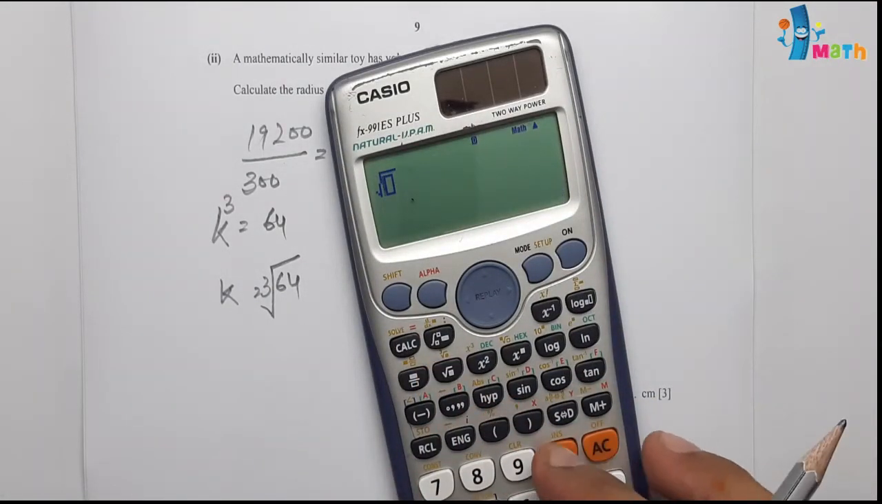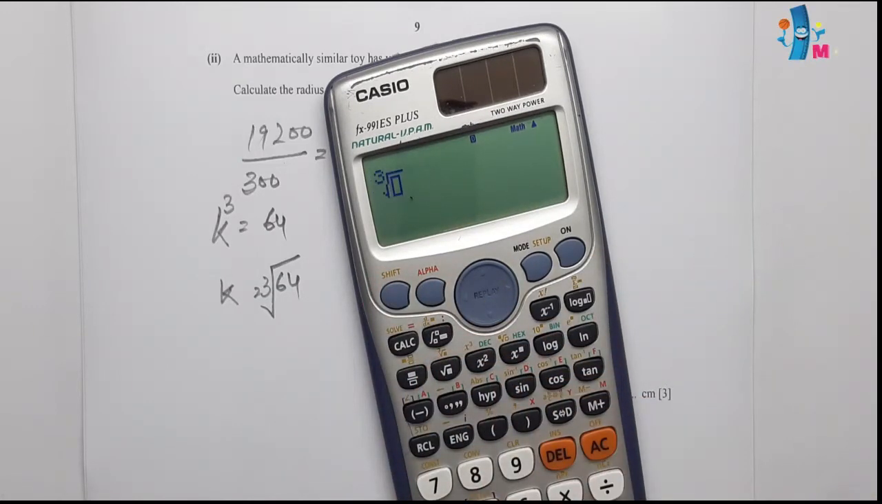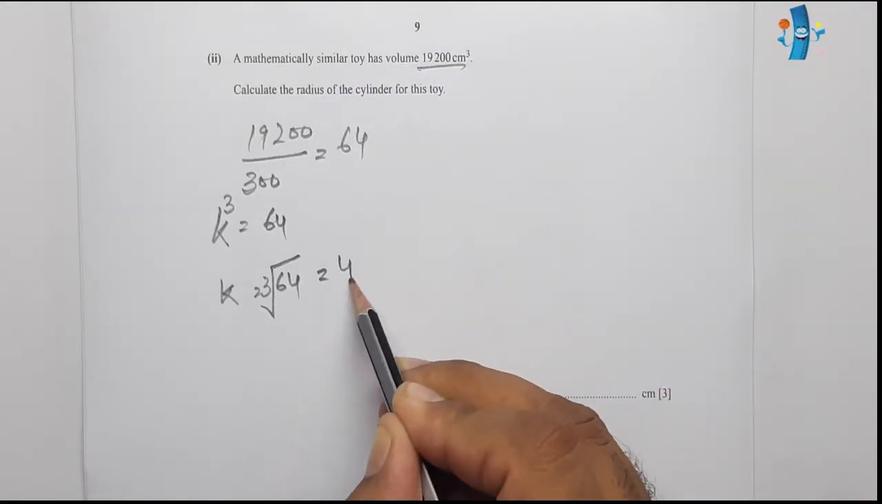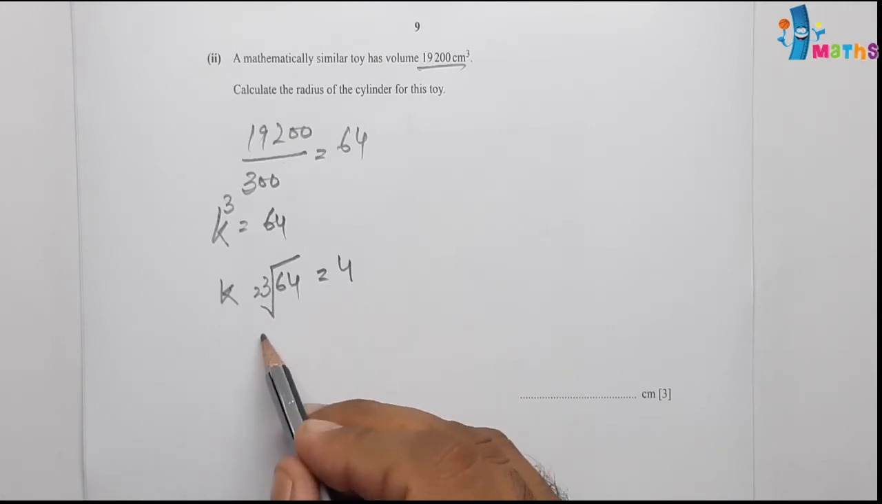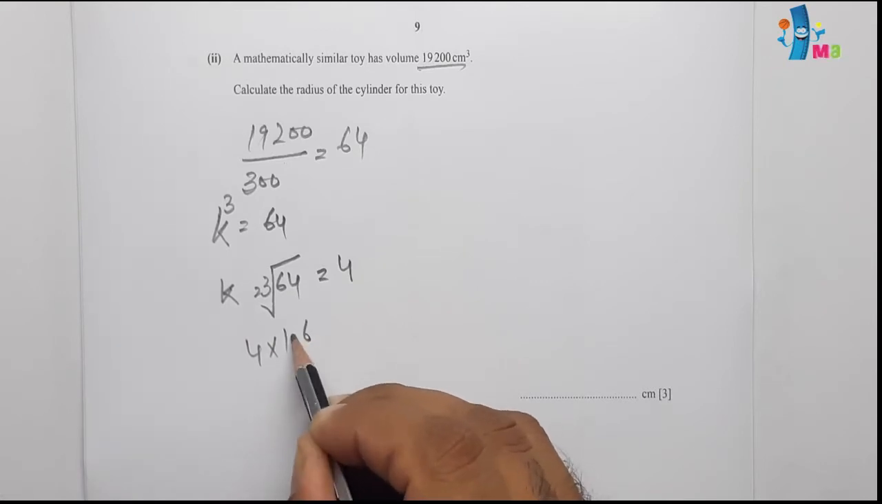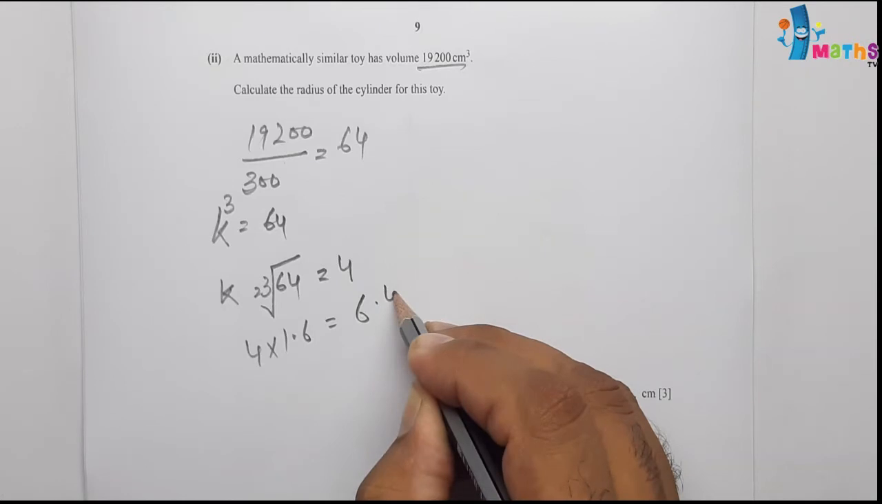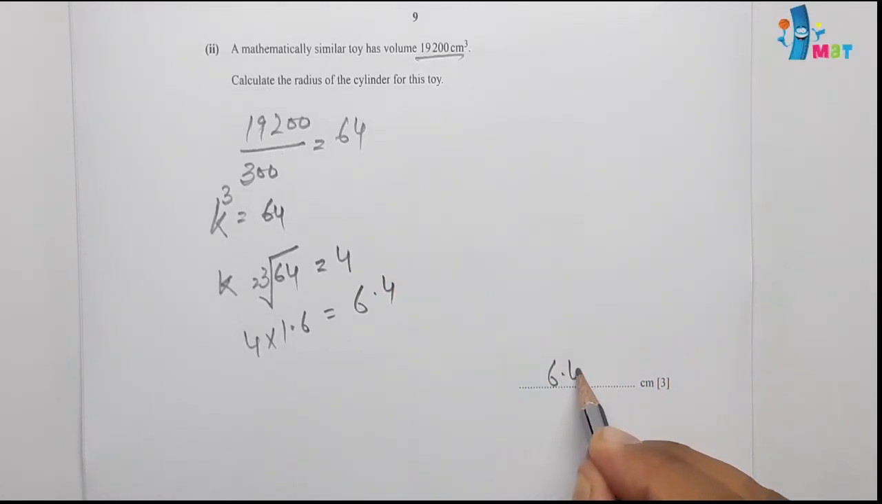So we can check cube root of 64. Basically cube root of answer will be equal to 4. So conversion factor is 4. Now radius, we will multiply this with 4 with 1.6, that was the radius. So new radius will be 6.4. So answer we will write is 6.4 centimeters.